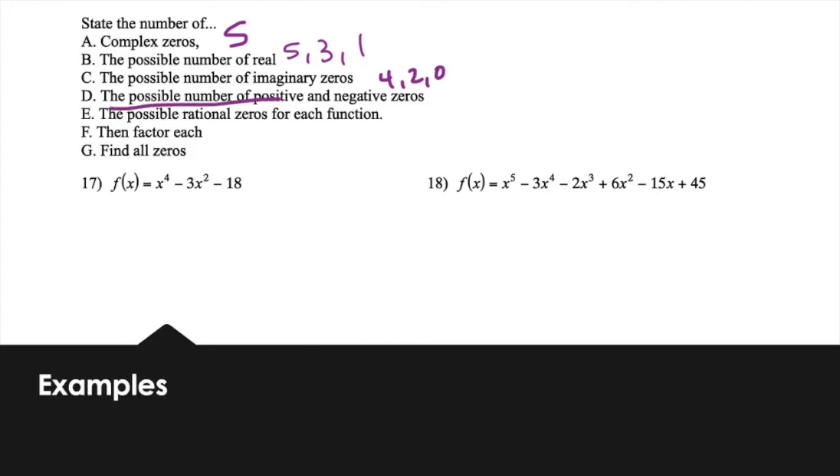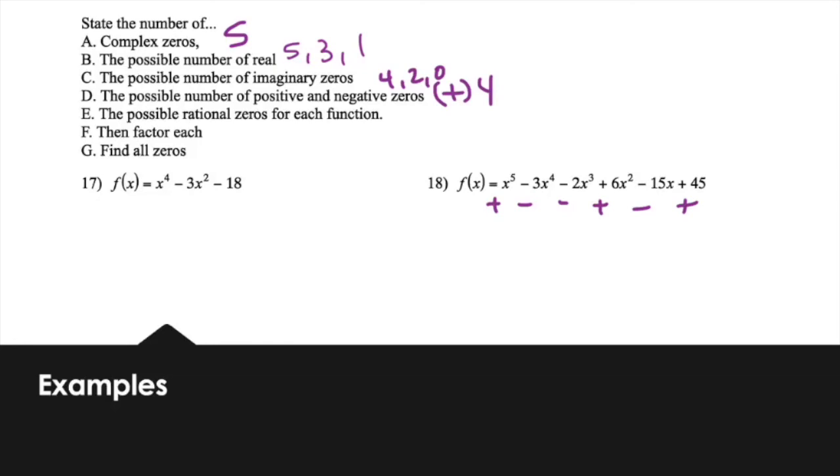All right, how many possible positives and negatives can we have? That's when we do our sign changes. So I have a positive here, a negative, negative, positive, negative, positive. And so I have 1, 2, 3, and 4. So 4 possible positive zeros, or 4 positives.